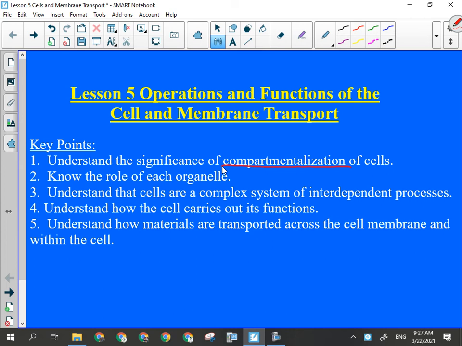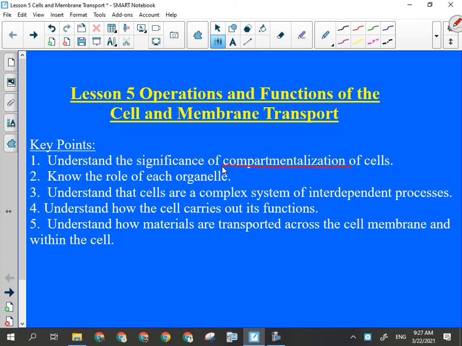So bacteria, very small, very simple. They don't have organelles. All of their cellular processes just take place in the cytoplasm. That's it. And all in the same place. So none of them work very well. All right. Know the role of each organelle, so we'll be going over that.